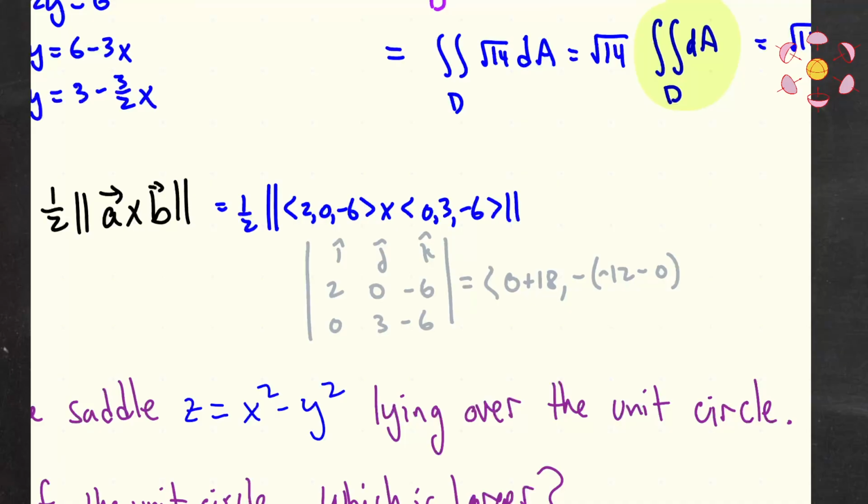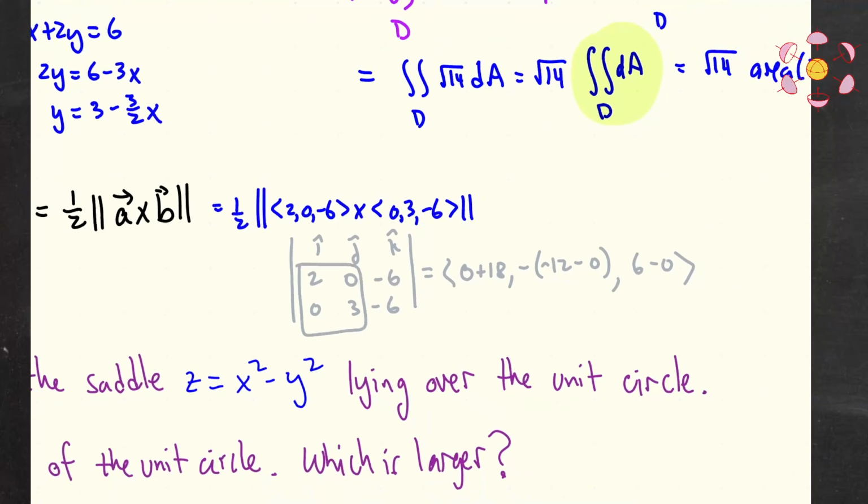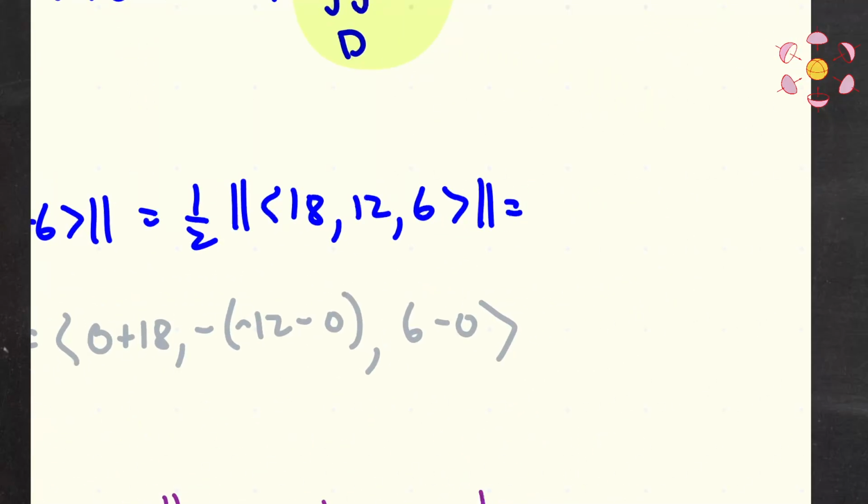And in my k component, what do we get? 6 minus 0. Okay, cool. That means, almost done, 1/2 magnitude of 18, 12, 6. I think the easiest thing to do here is a 6 factors out. So I'm left with the 3, 2, 1.